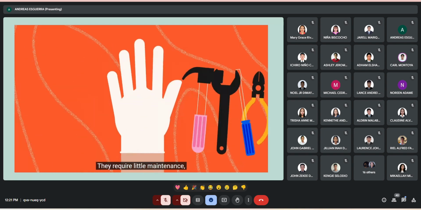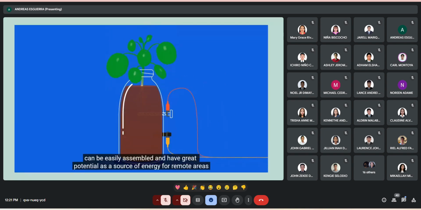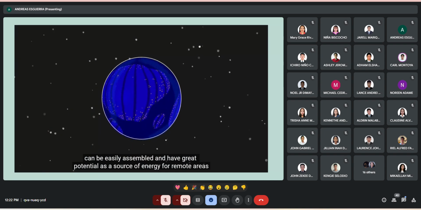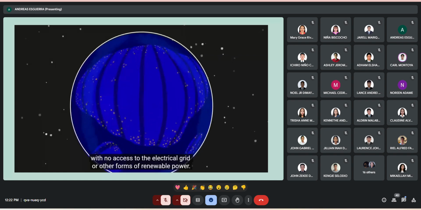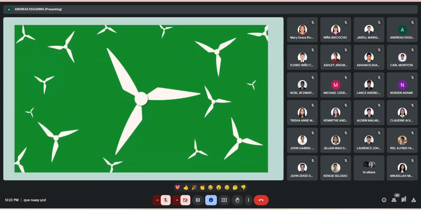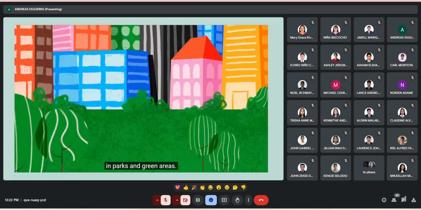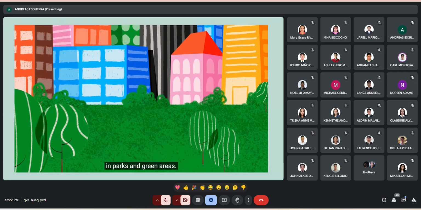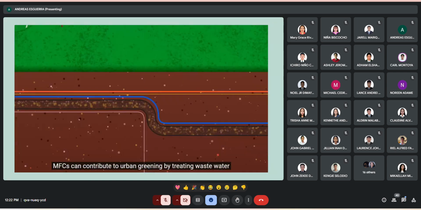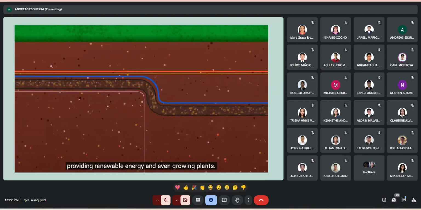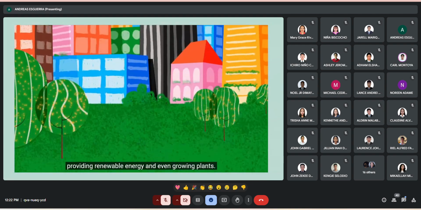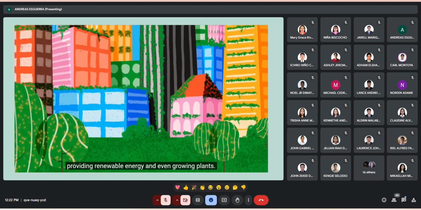They require little maintenance, can be easily assembled, and have great potential as a source of energy for remote areas with no access to the electrical grid or other forms of renewable power. They could also be embedded within cities, in parks and green areas. MFCs can contribute to urban greening by treating wastewater, providing renewable energy, and even growing plants.